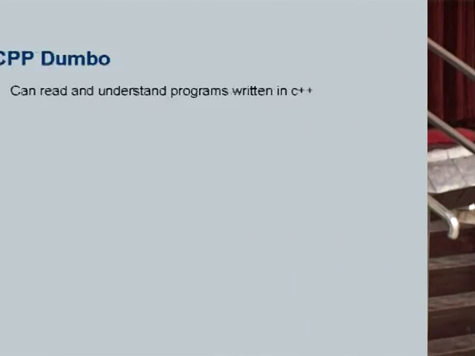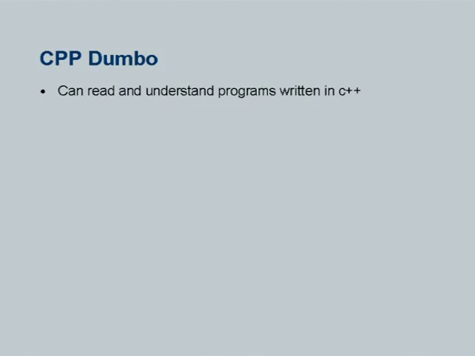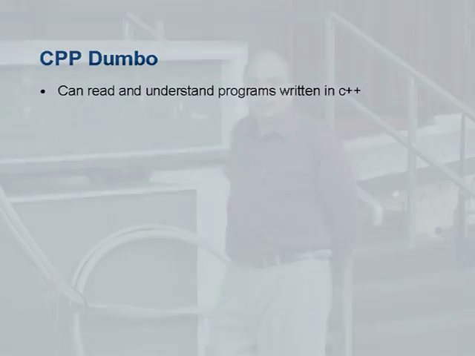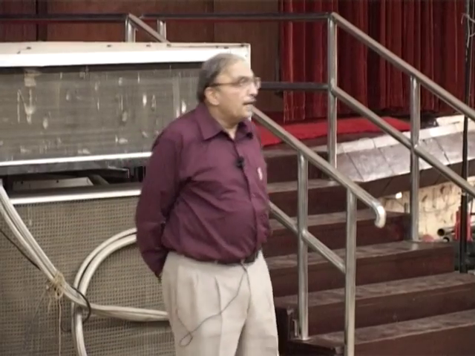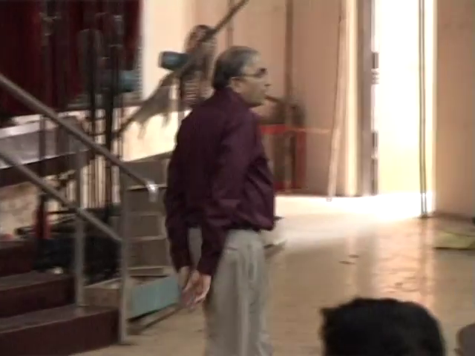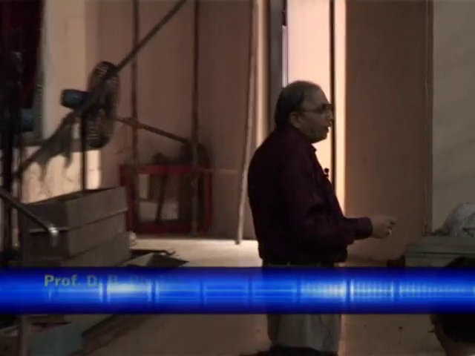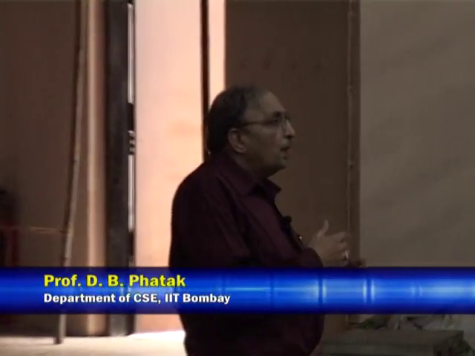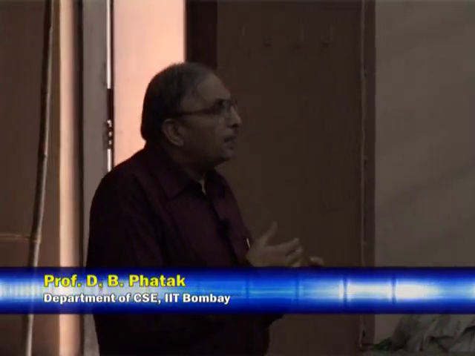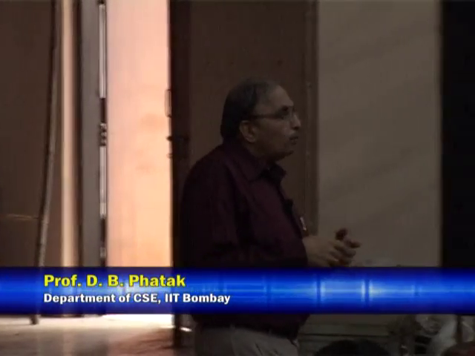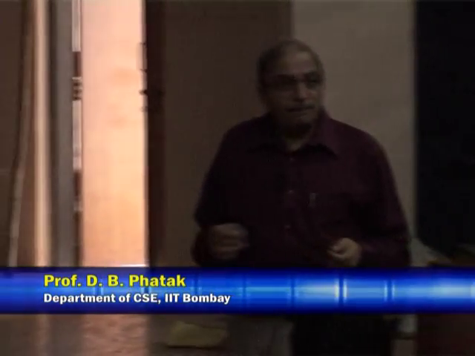As we have already noticed, our C++ Dumbo can read and understand programs written in C++, and of course, he can execute these programs. We have already seen how Dumbo allocates memory locations to store values and manipulates those values. We have not yet explicitly modeled how Dumbo gets our program and understands that program. That process is called compilation.